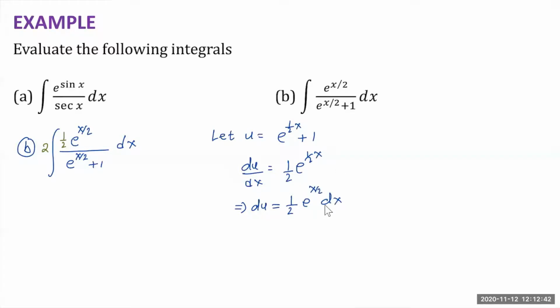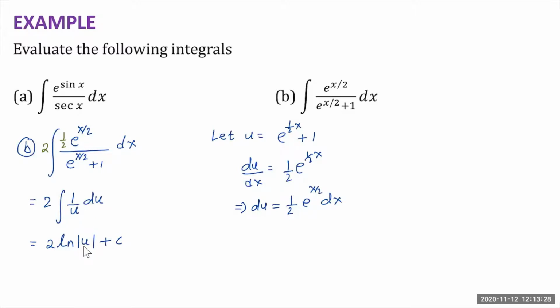Now I can use this information to make the substitution over here. If I make that substitution, e raised to x over 2 plus 1 is u. So in the denominator, I have a u, which is same as 1 over u. And then in the numerator, half e to the x over 2 dx is du. So this is equal to 2 times integration of 1 over u, which is natural log of absolute value of u plus c, because the derivative of natural log of u is 1 over u.